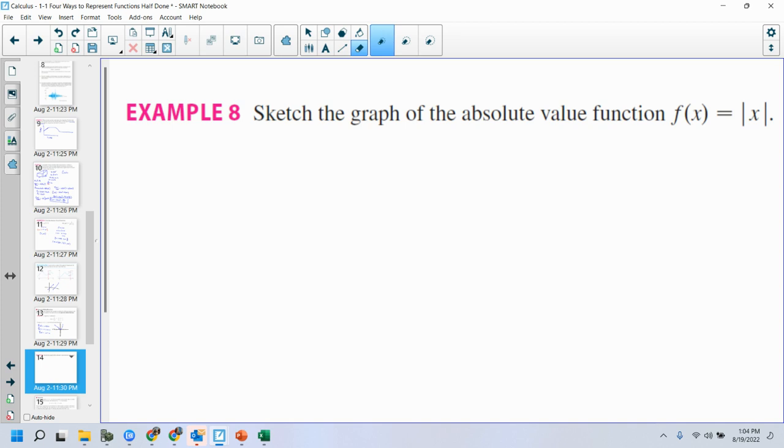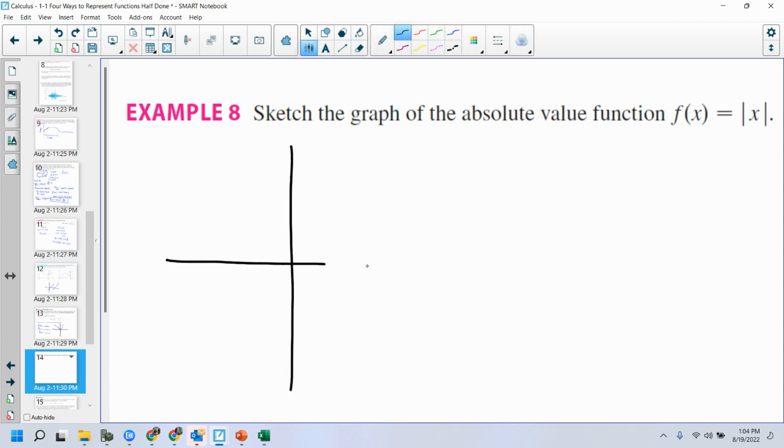So f of x is equal to the absolute value of x. What is the shape of the absolute value function? It's a V shape, right? And why is it a V shape? Well, because if I plug in 0, it's going to stay 0. If I plug in 1, it's going to be 1. Positive 1, 1. Positive 2, 2. Positive 3, positive 3. So it's linear on the right side.